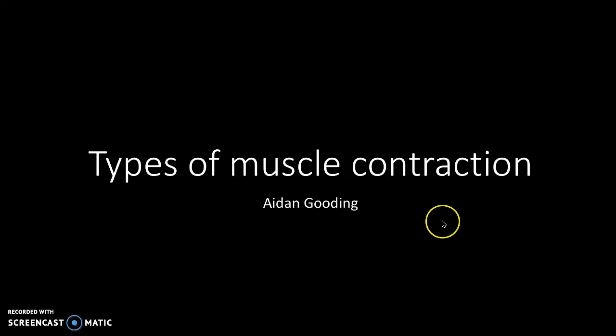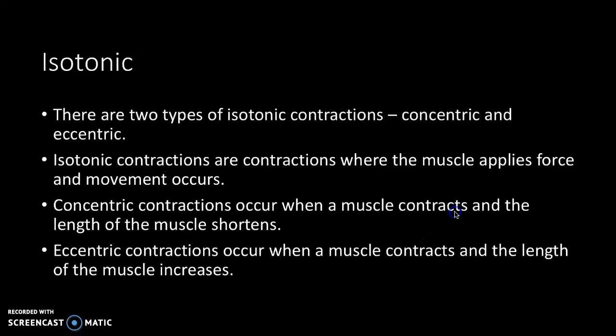Okay, today we're looking at the types of muscle contraction. There are 4 types of muscle contraction. The first two are concentric and eccentric, which are both isotonic contractions.